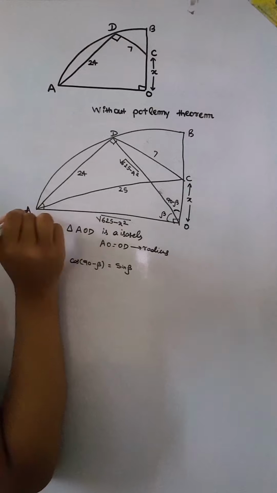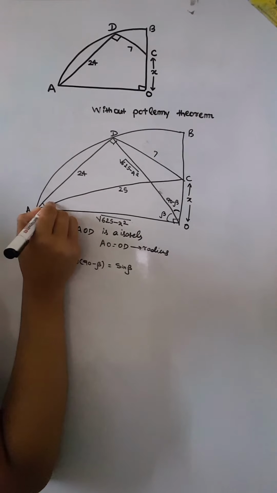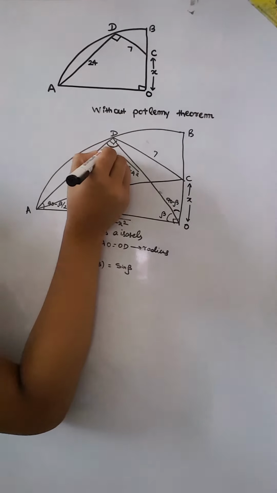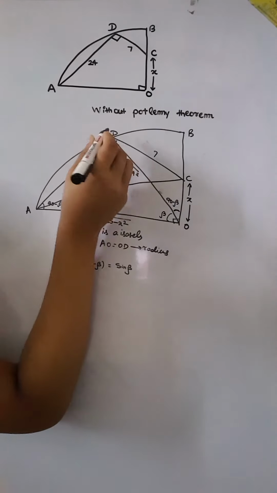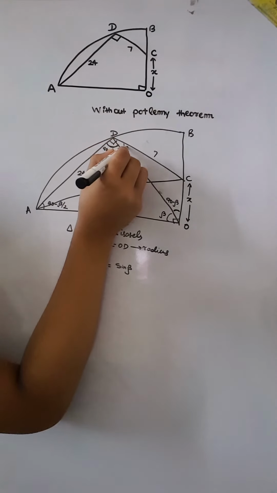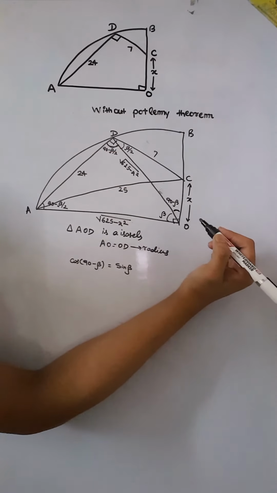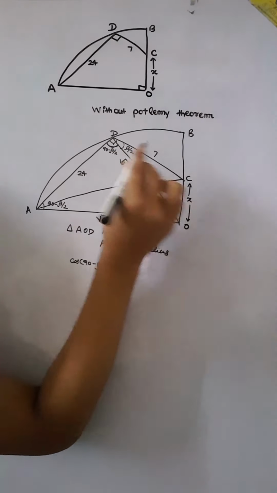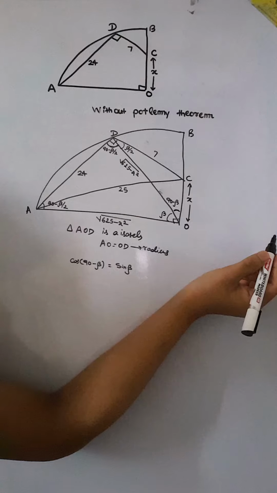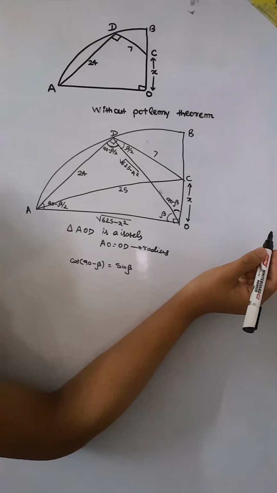So the angle A will be 90 minus beta by 2, and this angle will also be 90 minus beta by 2. And since the whole angle D is a right angle, which is 90 degrees, this angle is going to become beta by 2. This angle is 90 minus beta, so this is beta and this is beta by 2. So it is a very interesting thing that we can simply find here. And since it is a circle, we also know this thing.